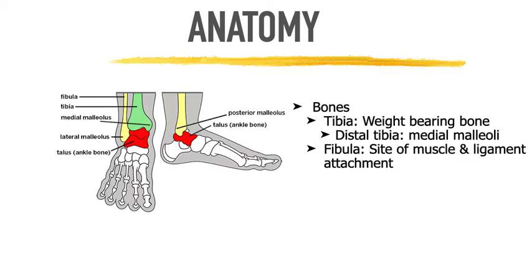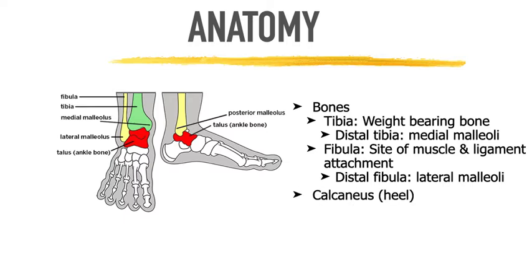Then we have the fibula on the lateral aspect of the ankle and the leg. And this is where we have muscle and ligament attachments. And the distal fibula, or the bottom of the fibula, is the lateral malleolus. Again, that's the ankle bone. That's normally what people think of as the ankle bone.